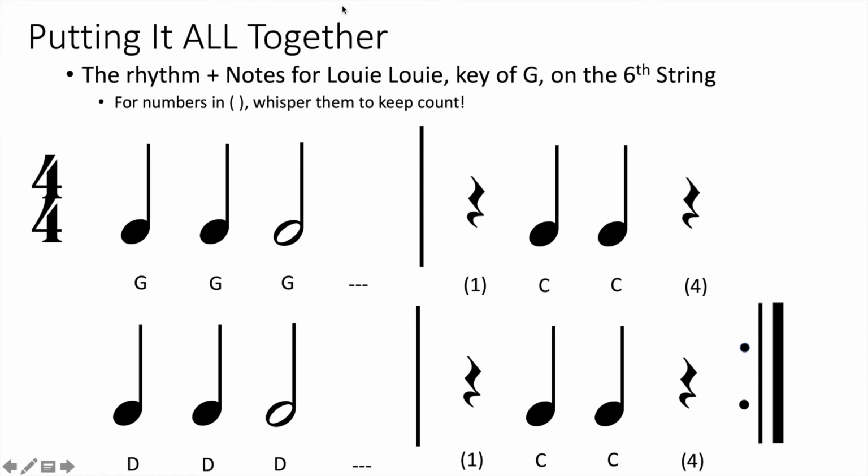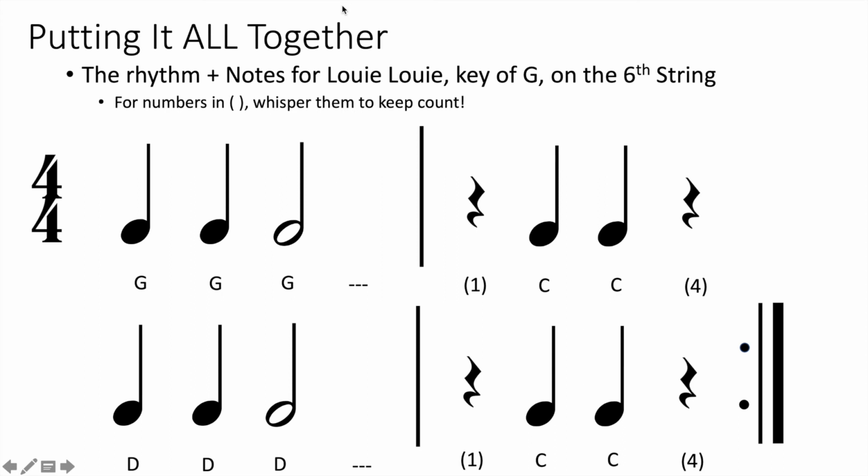Okay, I'm going to just kind of walk through it. I've got G, G, G. I'm going to hold it, whisper 1. C, C, whisper 4. D, D, D, holding it, whispering 1. C, C, and then 4. It's really great to give yourself that time to just walk through it and just think, okay, what am I doing? How many notes are there? What's going to happen at that spot? Instead of just jumping right into it. It's like you're prepping your mind to just give it a shot.